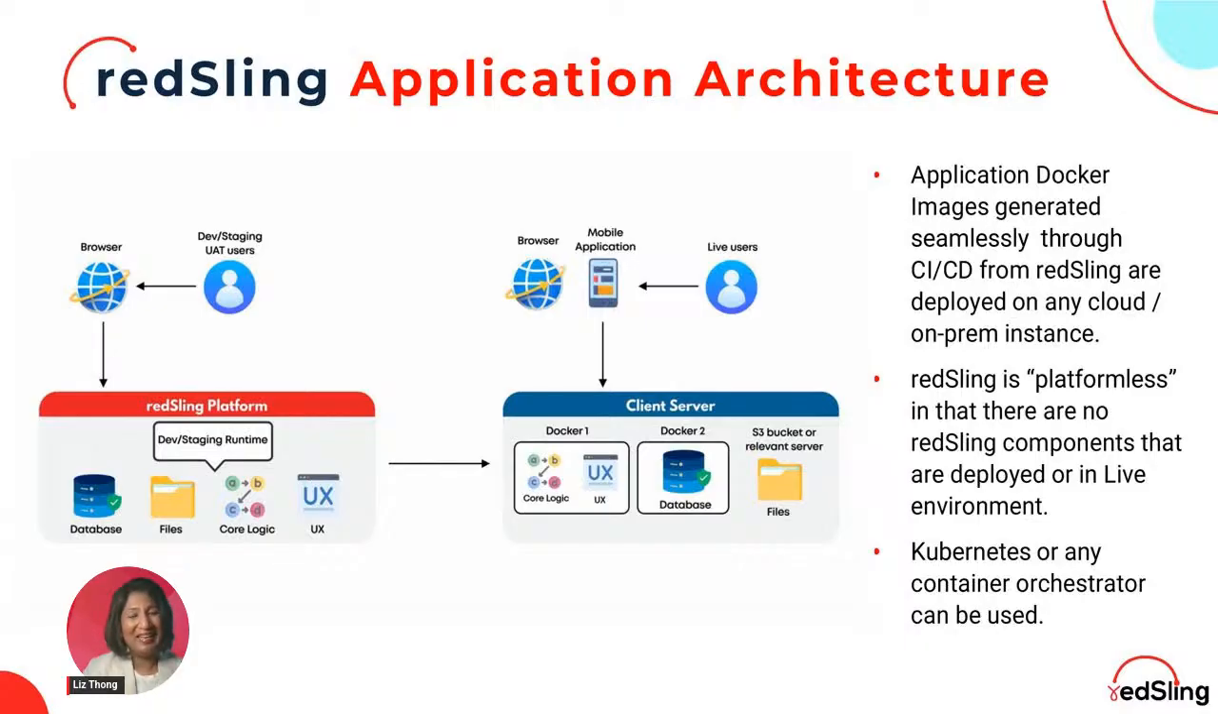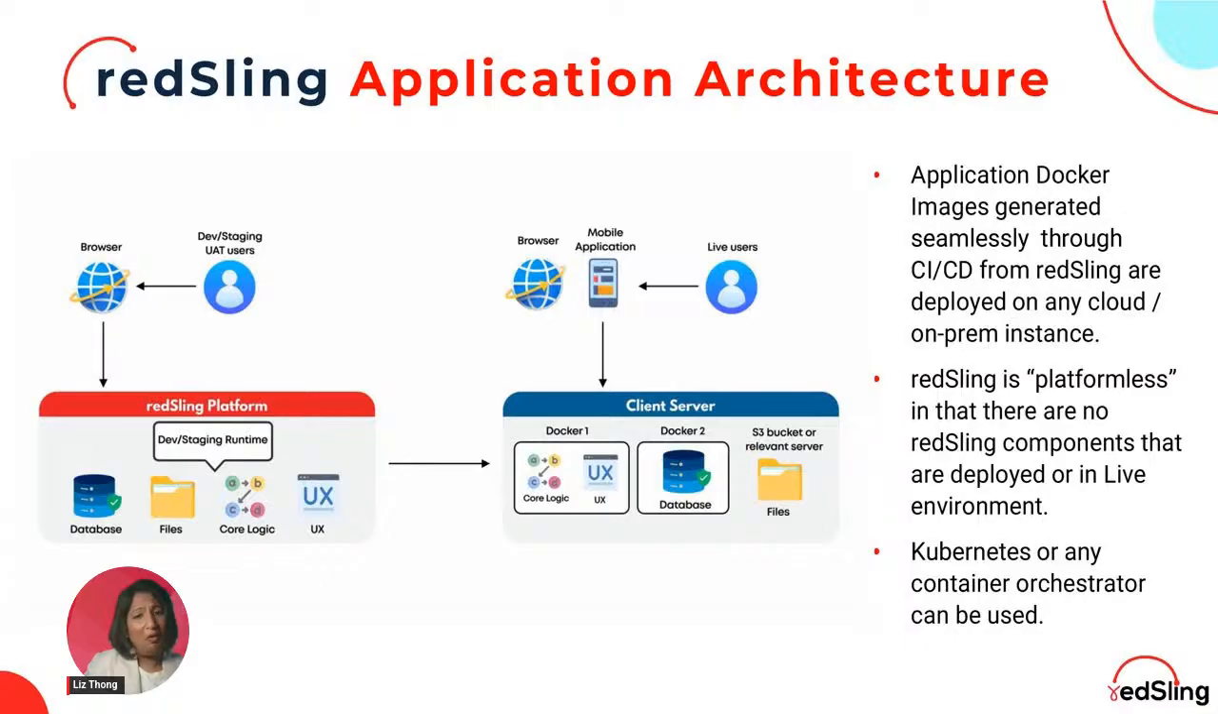And once your application is ready, you are able to click and generate a container application image. We use Docker specifically, and then you can take your Docker application image and deploy it on any infrastructure of your choosing, be it private cloud or on-prem. This makes it really quick and easy to deploy on any infrastructure without any runtime components of redSling weighing you down, saving you time and costs as well.